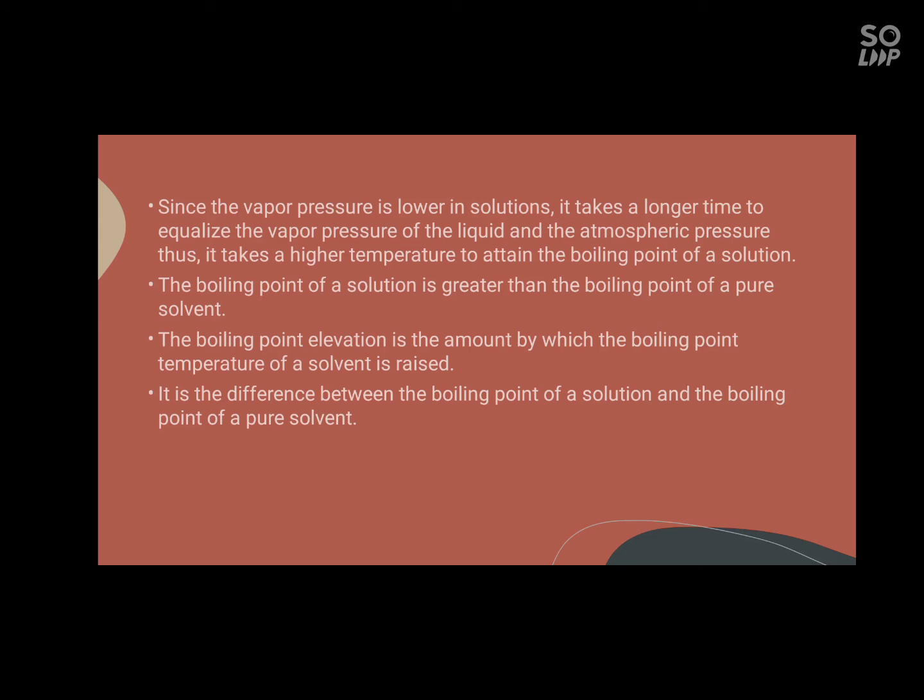In pure solvent, as the vapor pressure increases from liquid to gas, the evaporation rate increases and the boiling point decreases, and it has a little amount of temperature. In solution, the vapor pressure decreases, the evaporation rate decreases, the boiling point increases; and when vapor pressure increases, the evaporation rate increases, and the boiling point decreases. It is the difference between the boiling point of a solution and the boiling point of a pure solvent.